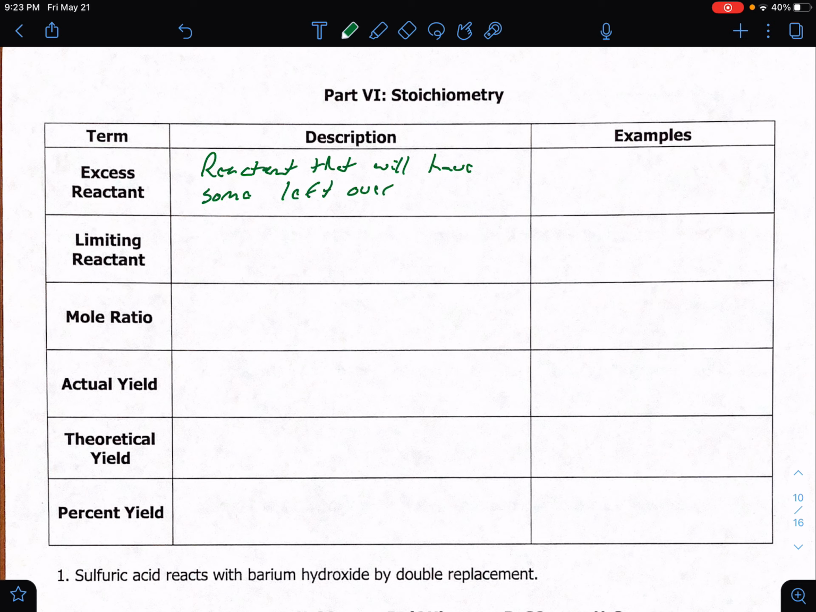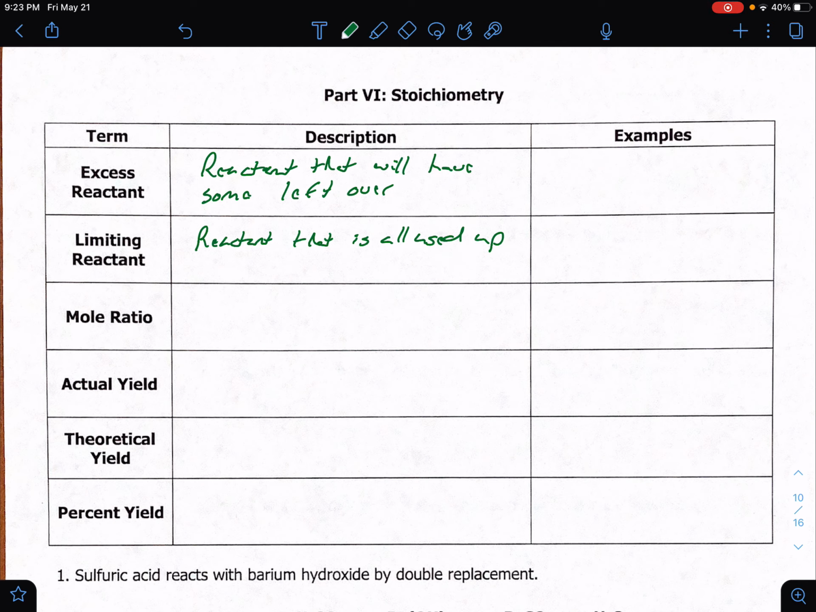Okay, so remember your reactants are on the left side of the arrow. So basically you usually have 2 of those reactants. One's going to have some left over and one's going to run out completely. The one that's going to run out completely is going to be your limiting reactant. So this is the reactant that is all used up. It's one of the ingredients that's used up, and the excess is the one that is going to have leftovers.